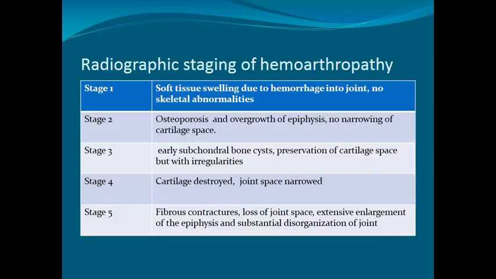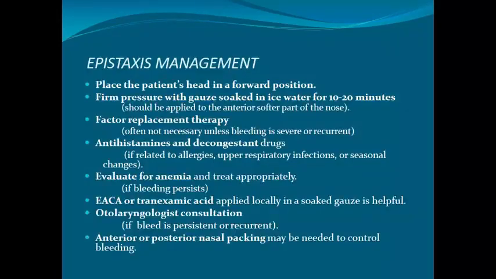Stage 1: soft tissue swelling due to hemorrhage into the joint, but no skeletal abnormalities. Stage 2: osteoporosis and overgrowth of the epiphysis, no narrowing of the cartilage space. Stage 3: early subchondral bone cyst, preservation of the cartilage space but with irregularities. What will happen in stage 4? Cartilage destroyed, joint space narrowed. Stage 5: fibrous contractures, loss of the joint space, extensive enlargement of the epiphysis and substantial disorganization of the joint. You should know this.